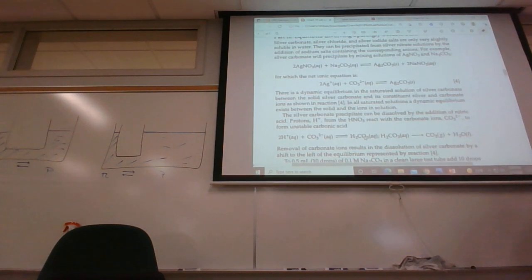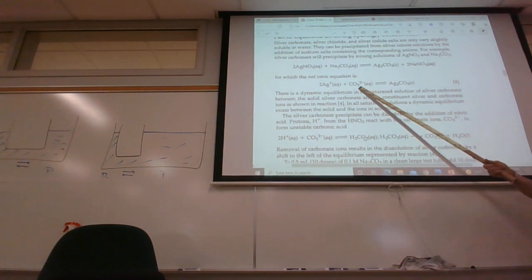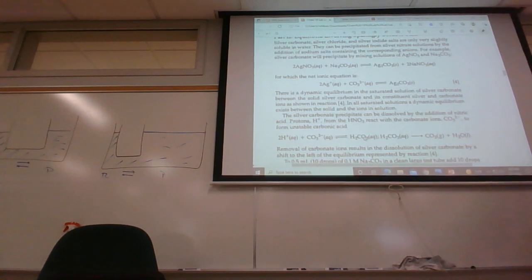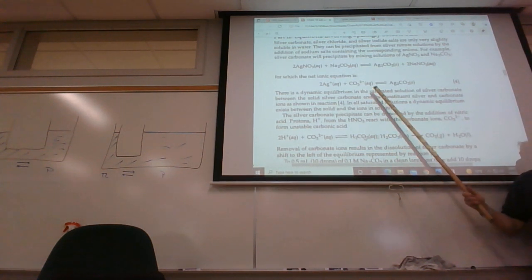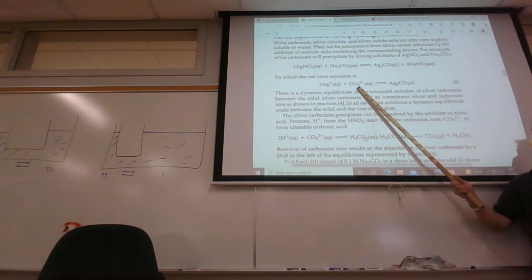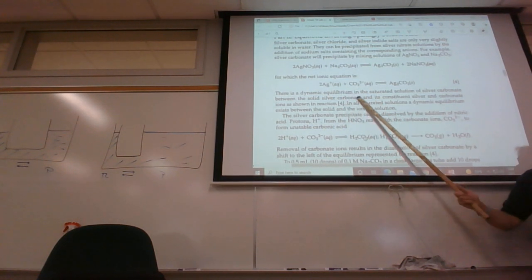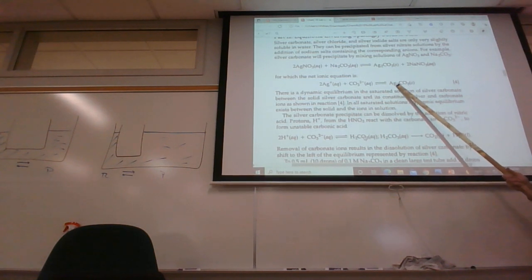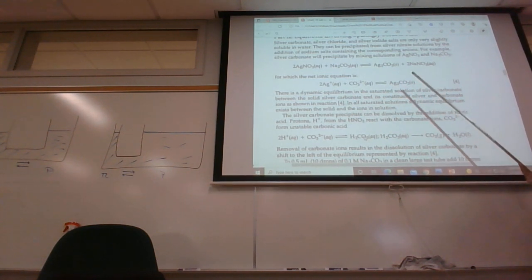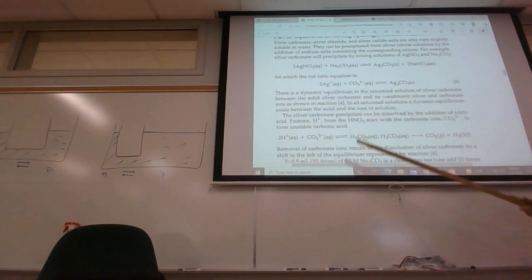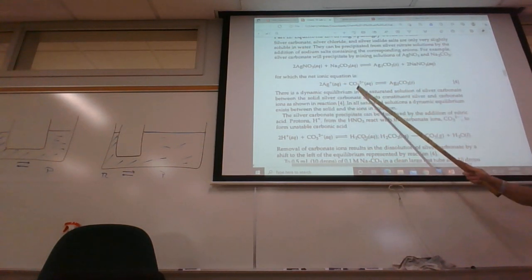Okay, so I can shift it to the right by adding more and more carbonate, but how can I shift it back to the left? I can shift it back to the left by getting rid of carbonate or getting rid of silver ion. I can't shift it to the left by adding more silver carbonate because that doesn't really change its concentration. It's still 100% silver carbonate. And so let's get rid of carbonate.